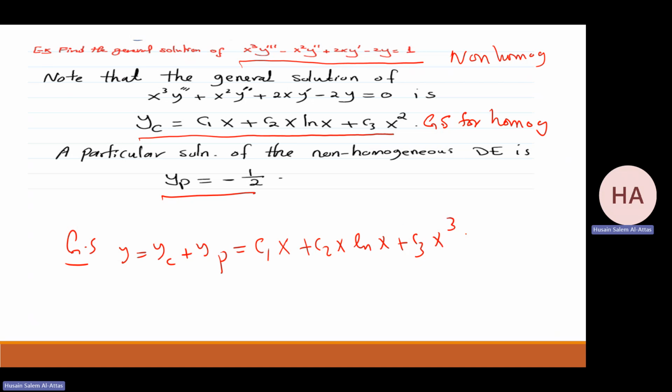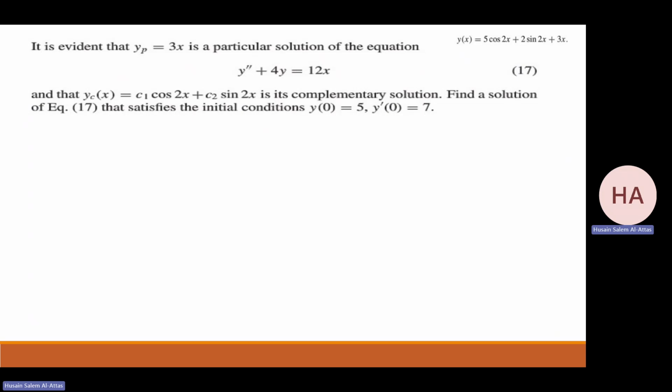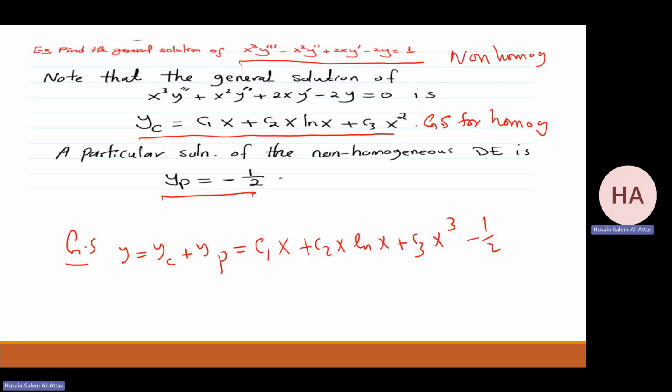So you have yc plus yp. It's evident that yp is a particular solution. What do they mean by yp is a particular solution? It satisfies the equation. That's it. So yp prime is 0, and yp double prime, yp triple prime are also 0. Put it in the equation: left-hand side, I have 0, 0, 0, minus 2 times minus half, which is 1, which is the right-hand side. That's what they mean, it's a particular solution.